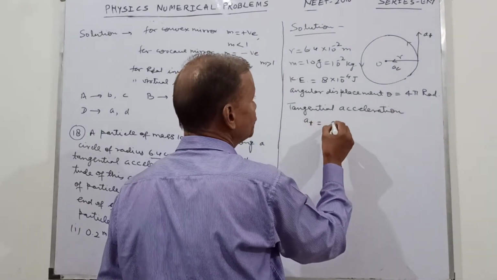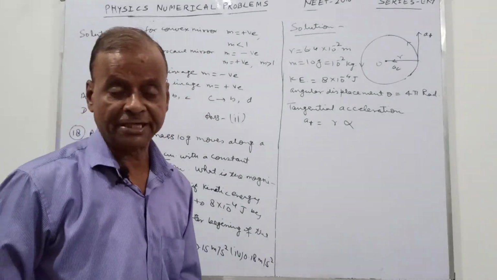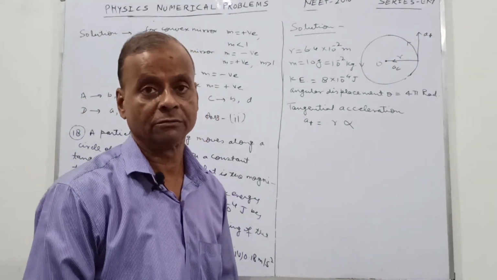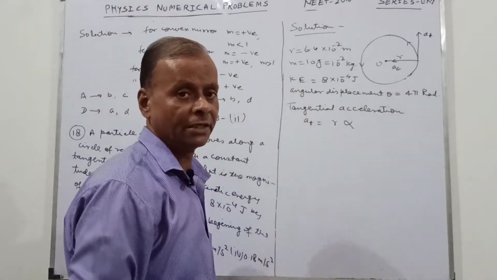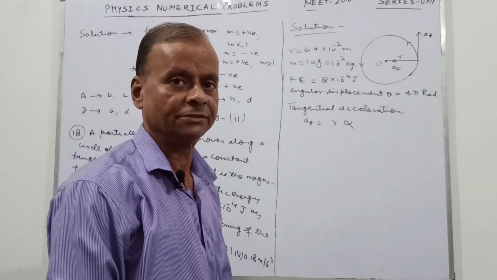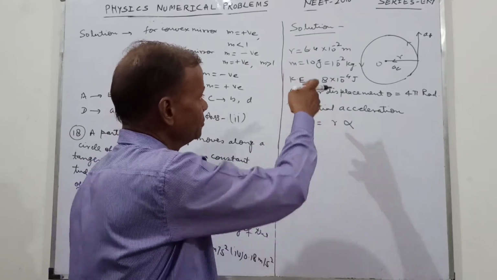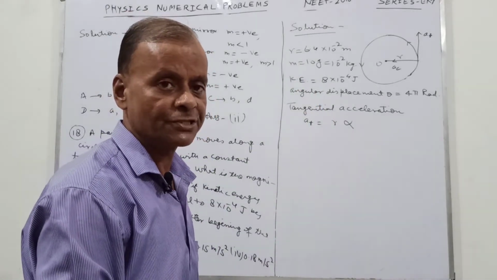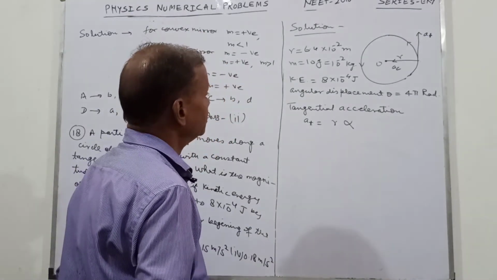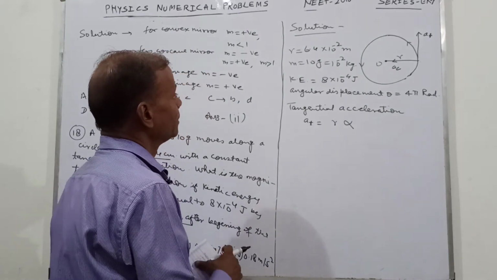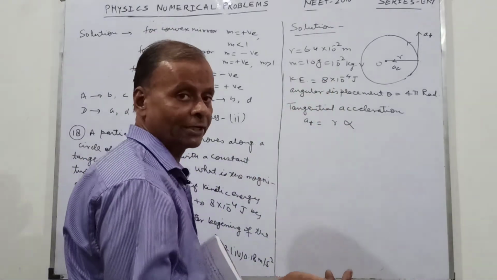The tangential acceleration AT is equal to R into alpha. The centripetal acceleration is equal to V square upon R. So R is given to us, but alpha is not given. Alpha is the angular acceleration. For finding this alpha, we are given these quantities, and with the help of these you can find it. First you are given the mass of the particle, then the kinetic energy, so just calculate the velocity.